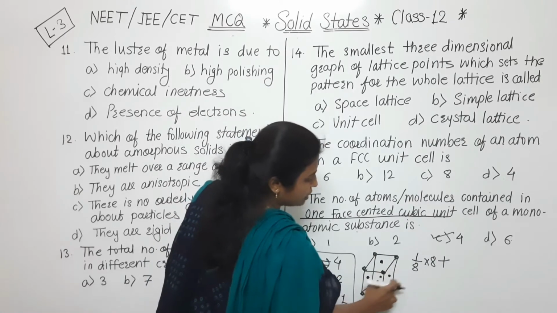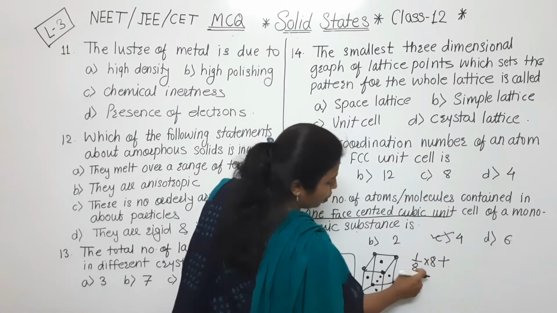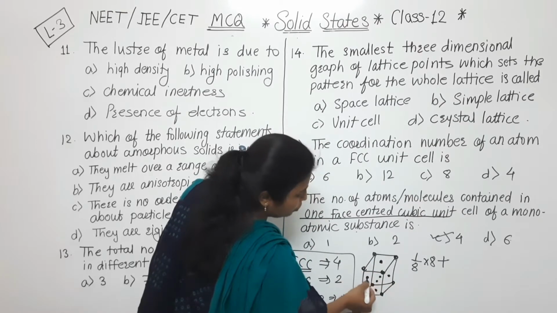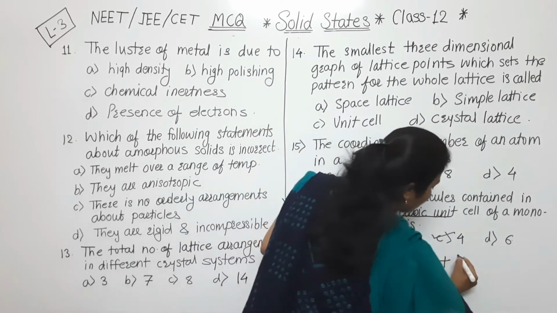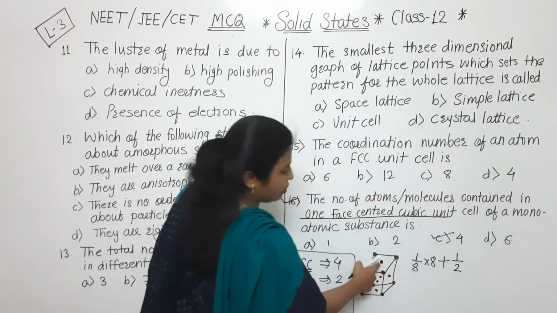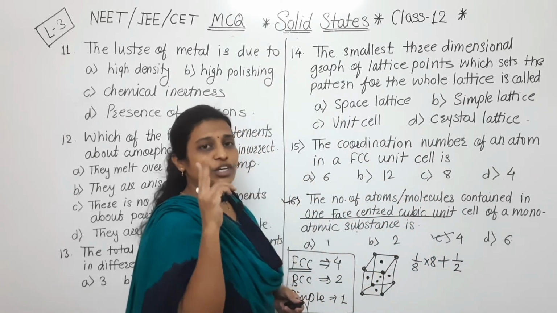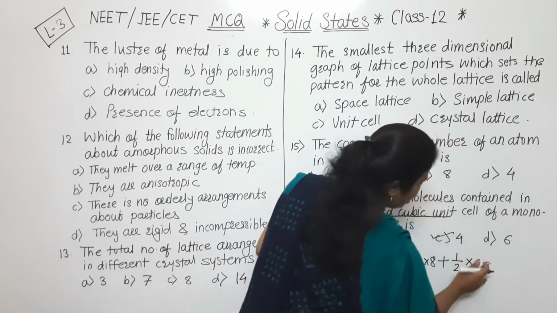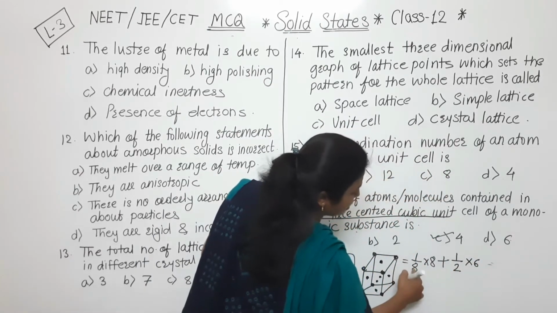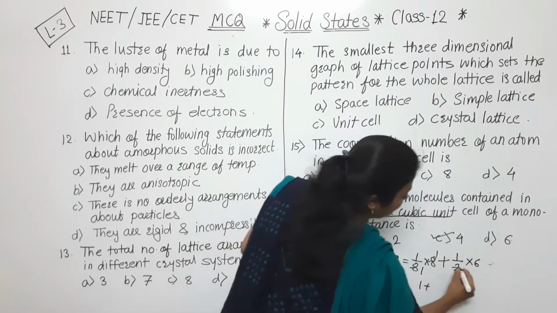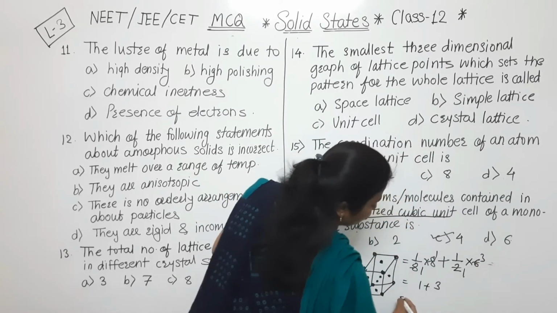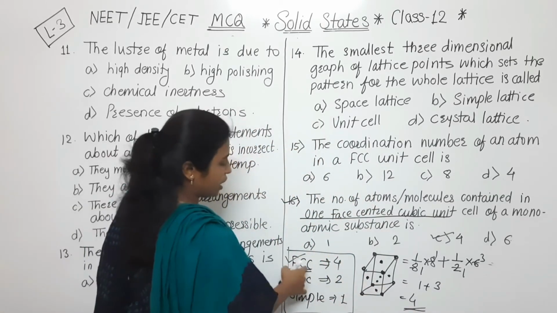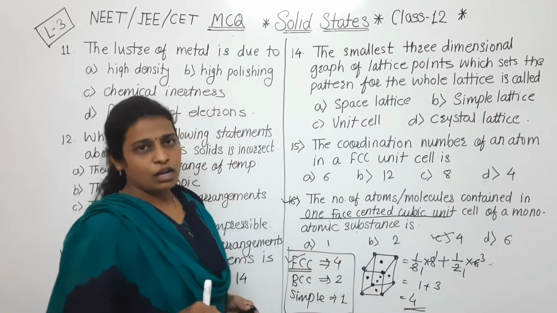So here we have taken the corner atoms. Now faces. How many faces are there? 1, 2, 3, 4, 5, 6. Each particle or atom which is present at the face is shared by 2 unit cells. So 1 by 2 into 6. So in this way, the number of atoms will be 1 plus 2 3s are 6, means 3. So together the answer is 4, and that's why for the FCC the number of atoms is 4.